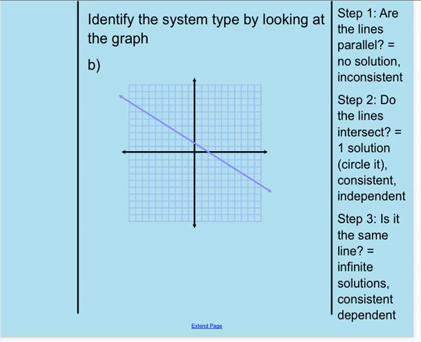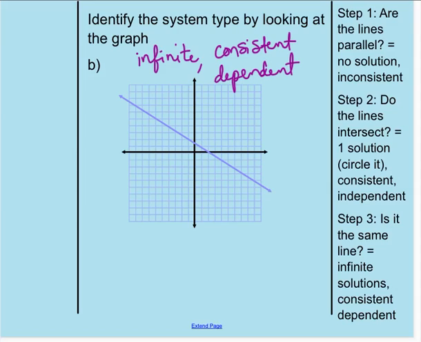And when the system is graphed as the same line, it has an infinite number of solutions, and it is called consistent because it has a solution, and dependent. A way to hopefully remember this term is the lines depend on each other because they're the same line. They depend on each other's slope, they depend on each other's y-intercept. So we have an infinite number of solutions because any point on this line, let's say right here or here, any point on this line is a solution to the system.